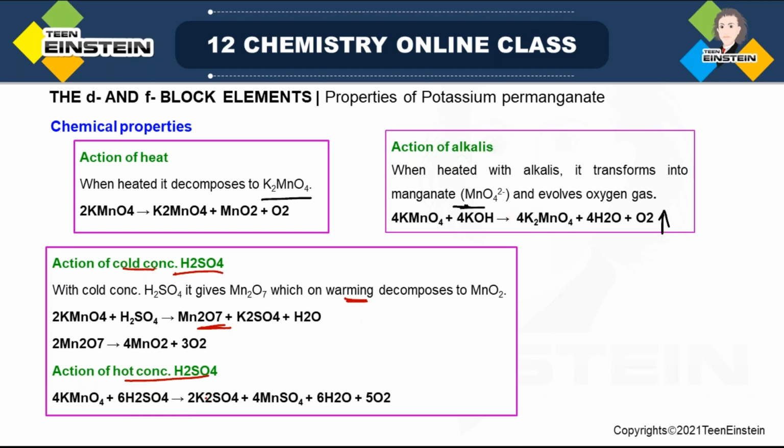But if it is hot and concentrated H2SO4, now what are we getting? Now we are not getting MnO2. Instead we are getting manganese sulfate, MnSO4. So in this way, see, the difference is, if you are using cold concentrated H2SO4, then there is Mn2O7, which is decomposed further to MnO2. But if it is hot concentrated H2SO4, the fate of manganese will be, now it is converted to the sulfate salt, MnSO4.